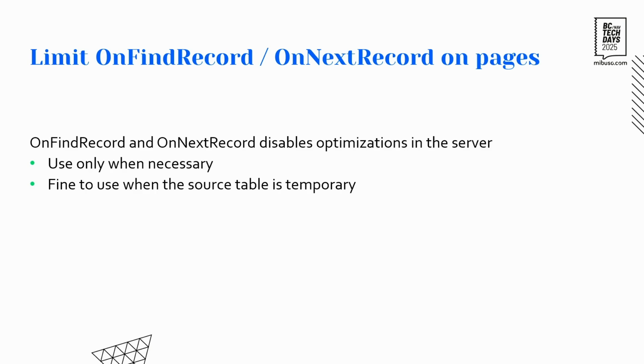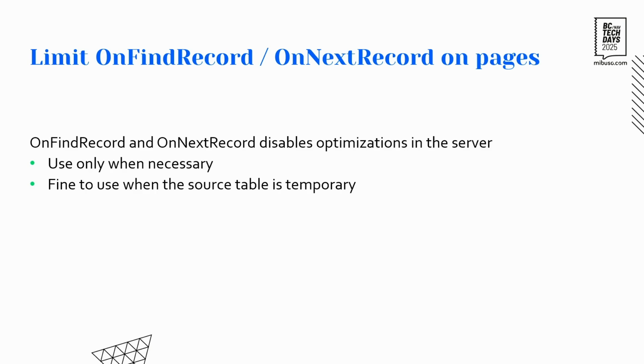to limit the use of OnFindRecord and OnNextRecord. I'm not saying you shouldn't use it, because they definitely have their use cases. For example, matrix pages, you cannot do that without these triggers. But if you have a page where it's actually bound to a single record, there's nothing complex going on, it's just convenient to use these two. Consider if you can do it in a different way, because we like to do optimization, see, could we skip this query, could we do this differently?